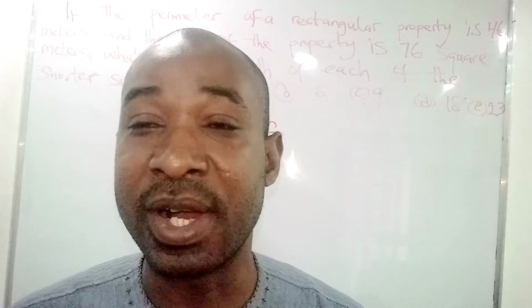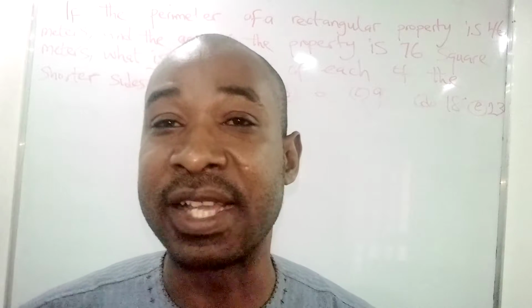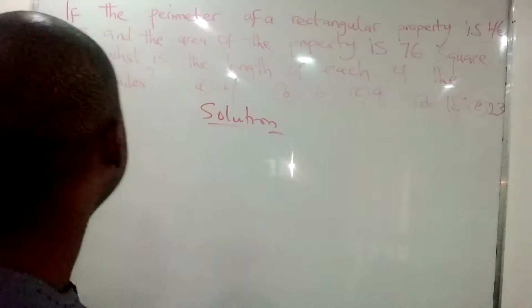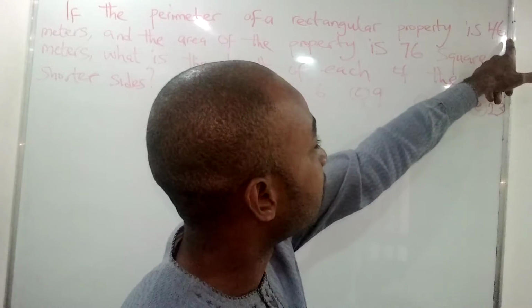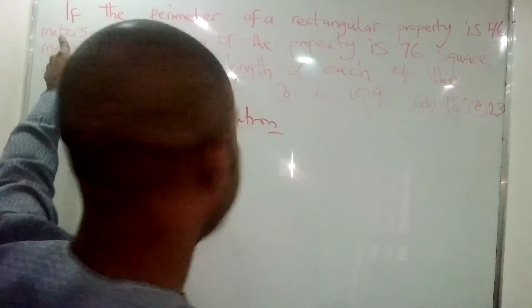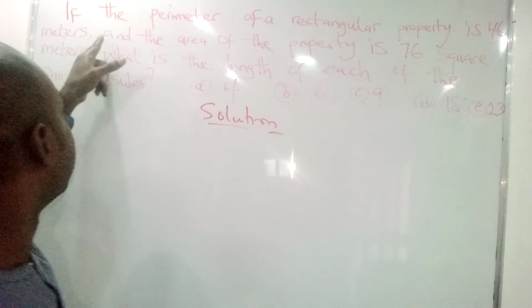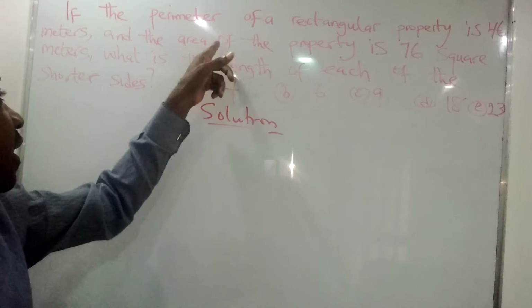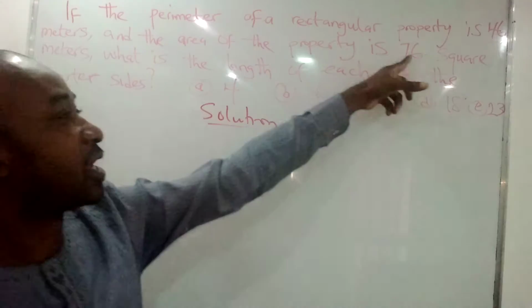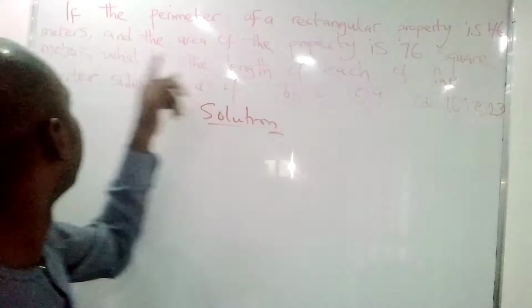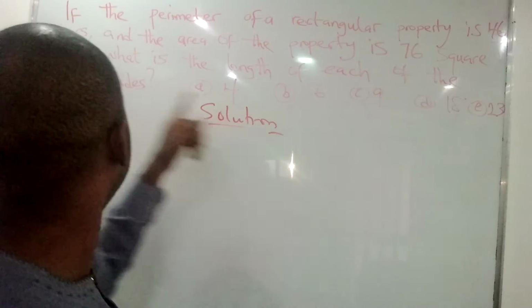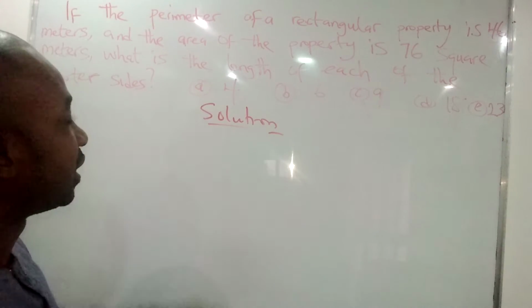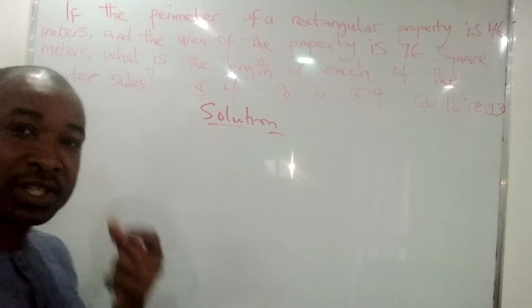So as I usually do, I will solve this mathematics just like a giveaway for you. So let's just go and solve this maths. Now the math said: if the perimeter of a rectangular property is 46 meters, and the area of the property is 76 square meters, what is the length of each of the shorter sides?